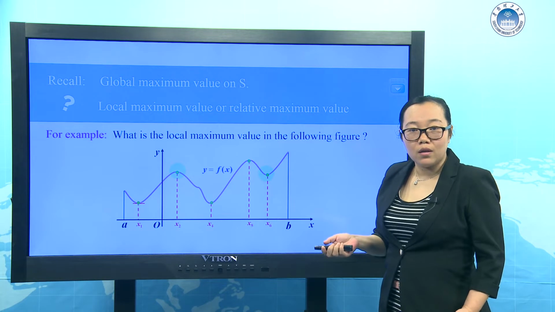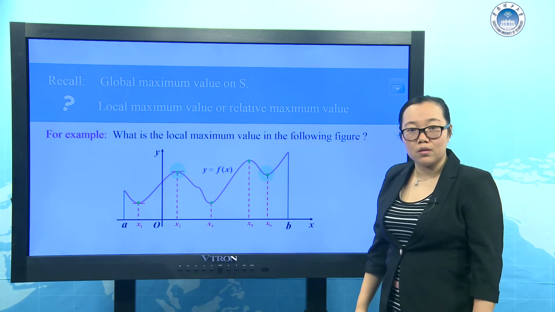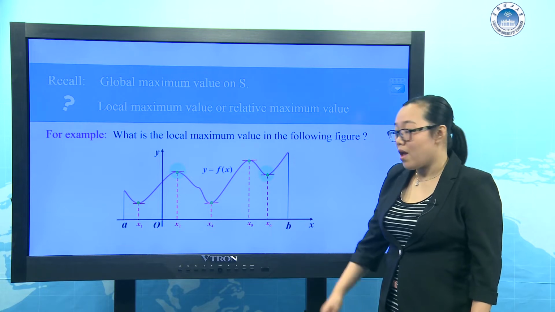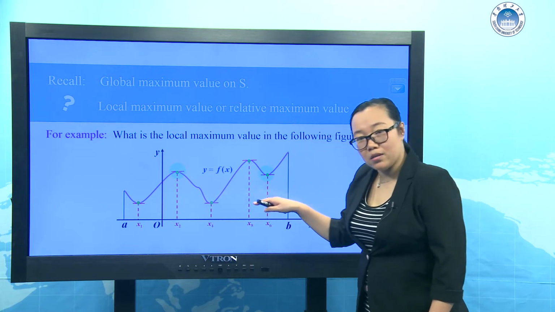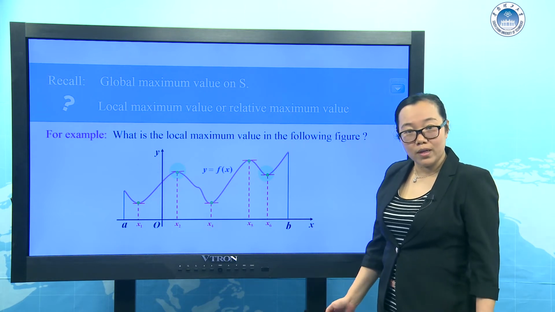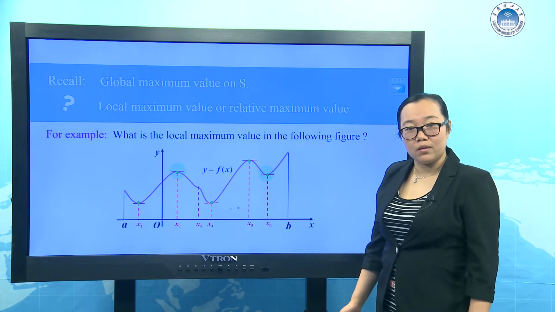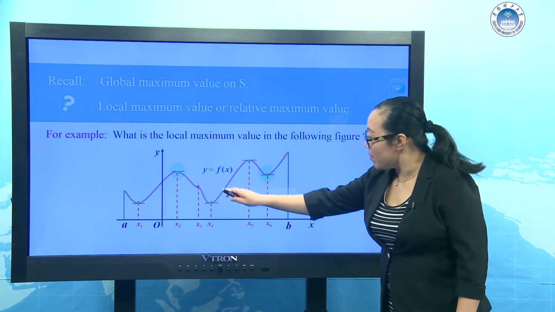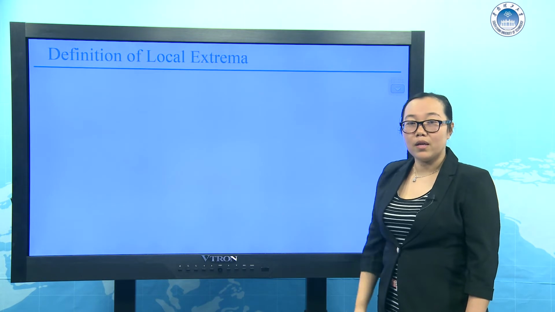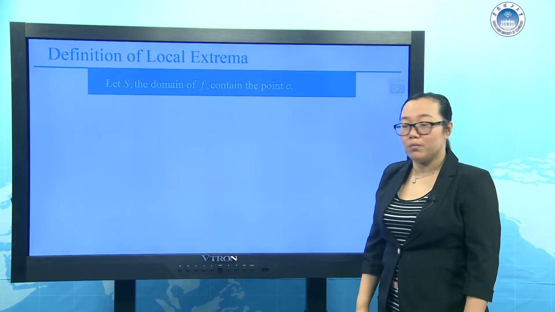We can find that at these special points the corresponding tangent line is what? A horizontal line, meaning the corresponding slopes are zero. How to get it? Now look at this special point, maybe here. Look at the definition of local extrema.